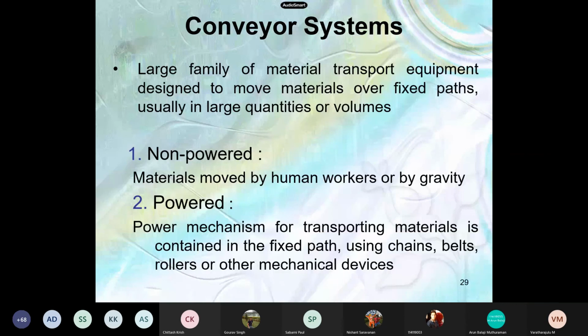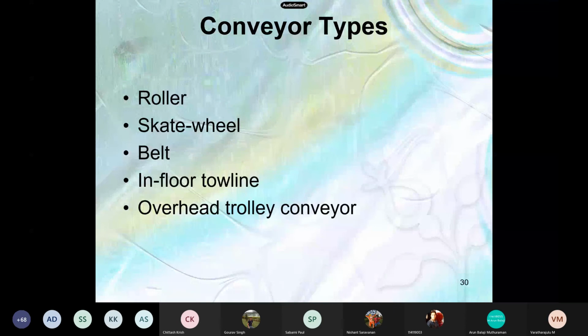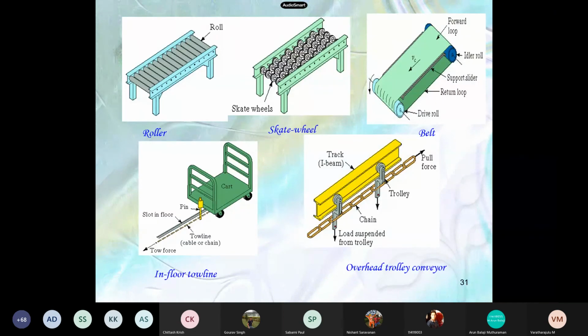And conveyor systems, these are also classified into non-powered and powered. The types of conveyors are roller, skate wheel, belt conveyors, in-floor tow lines, and overhead trolley conveyors. And see, roller conveyors, skate wheel, and belt conveyor. And usually we have some rollers in between these two pulleys. Here they were given as drive roll and idler roll. These are the driving pulley and idler pulley.